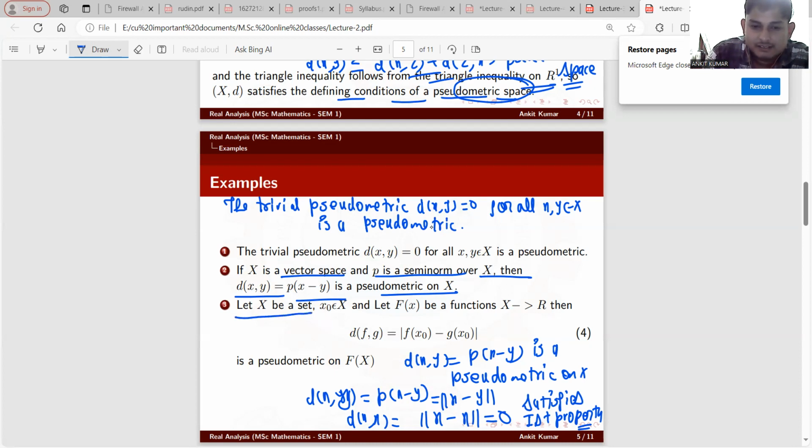Let capital X be a set, x naught belongs to capital X, and let f, g be functions from X to R. Then d of f comma g equals mod of f(x naught) minus g(x naught) is a pseudometric. Suppose d of f comma g is mod of f(x naught) minus g(x naught).